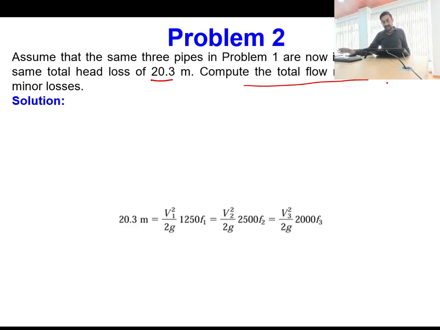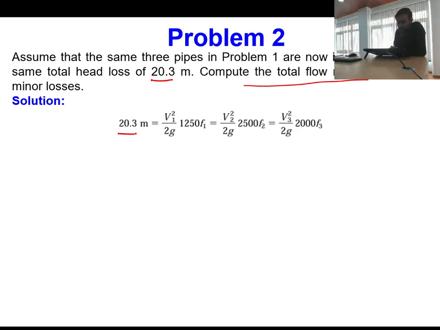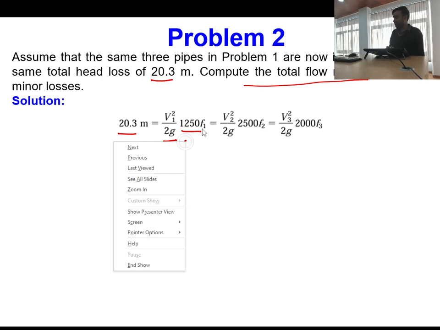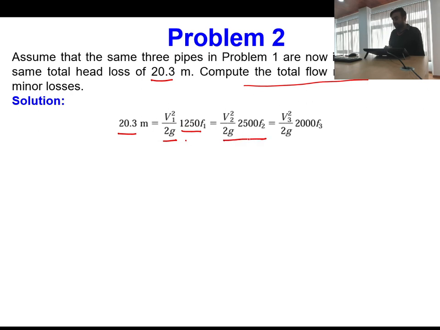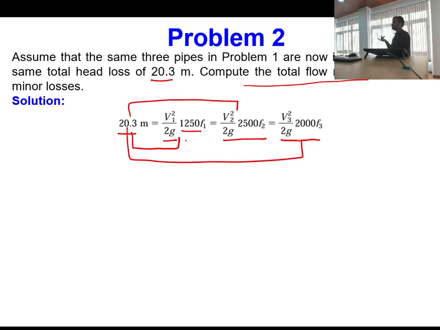So that's why I can write this equation: 20.3 is equal to V1 square by 2g into 1250 into f1. And where is this 1250 coming from? This is coming from L by D. Similarly, this is in the first pipe, so this has to be equal to the head loss in the second pipe, and this has to be equal to the head loss in the third pipe. So it means that I now have three equations. If I equate this to this, one equation, this to this, second equation, and this to this, third equation. So I have three equations.